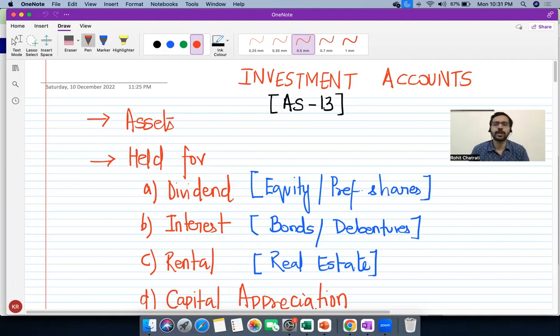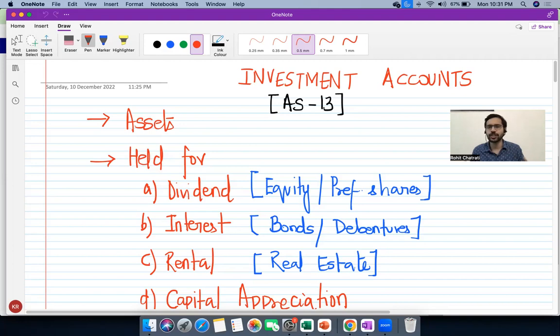Hi everyone, welcome back. In this session, let's continue our discussion on investment accounts, where we are going to learn how to prepare the ledger account for investments. Just like in your basics, how you first learn the journal entries and then move on to preparation of ledger, here as well, we've learned the journal entries and we're now going to preparation of ledger of our investments.